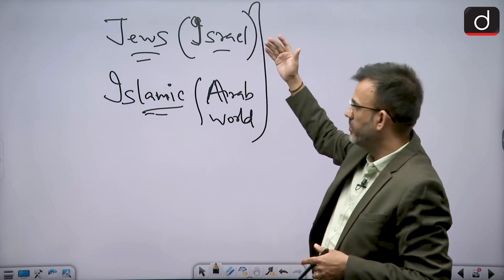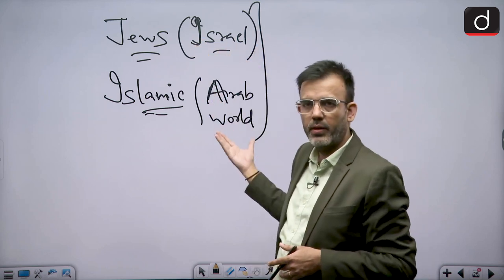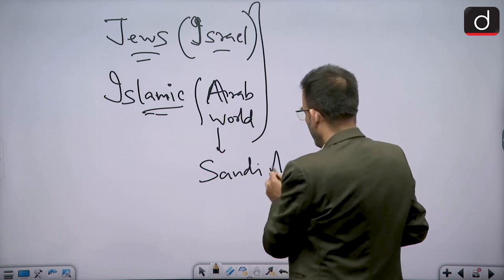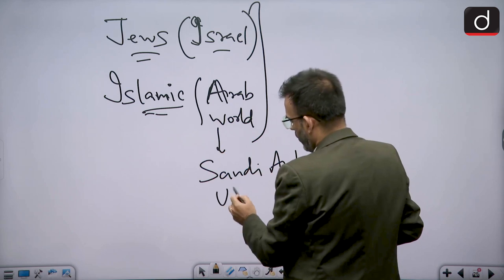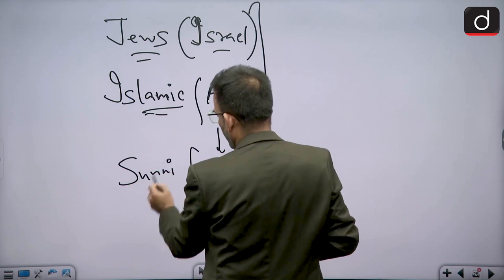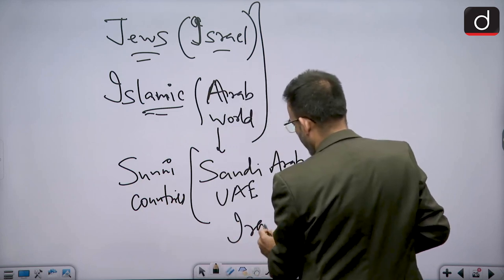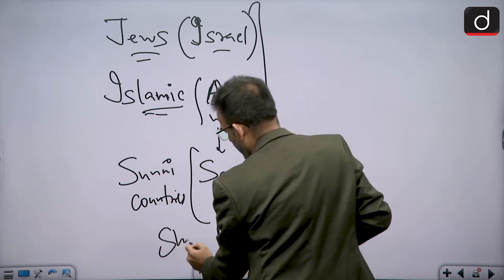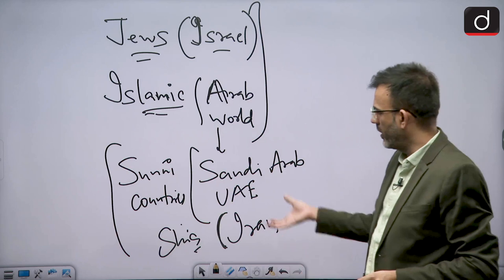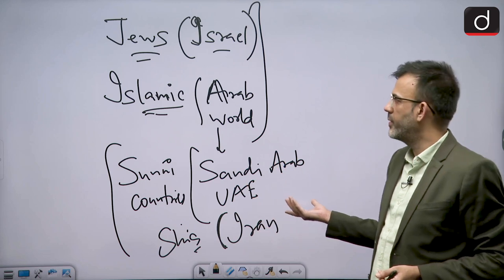Okay. So, two main participants in this crisis, one is Israel, second one is Arab countries. Arab countries represented primarily by Saudi Arabia, then UAE. These are Sunni majority countries. They represent the Sunni voice. There is a country like Iran, which represents the Shia voice. And there is a further split between Shia and Sunni countries. So, Iran versus these Sunni powers, that's another dimension of this crisis.